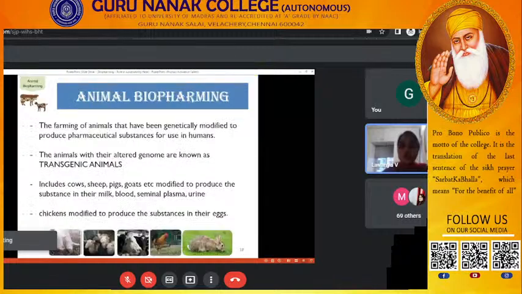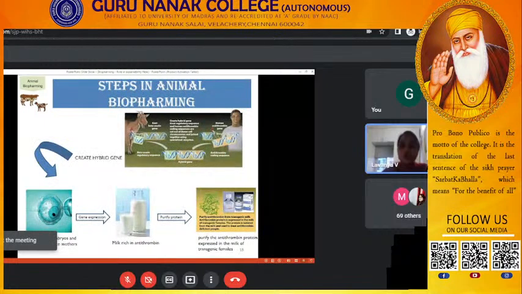Okay, coming to animal biofarming. Again, this is the farming of animals that have been genetically modified to produce a pharmaceutical substance. Again, here the substance will be referred to as a biopharmaceutical. The animals in which the genome has been altered will be referred to as transgenic animals. Here it can include cow, sheep, pig, goats, etc., which have been modified to produce a substance in their milk, blood, seminal fluid, plasma, urine, etc. And it can also include chickens, which have been modified to produce a substance in their eggs.